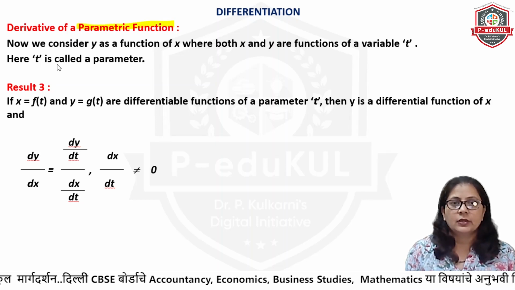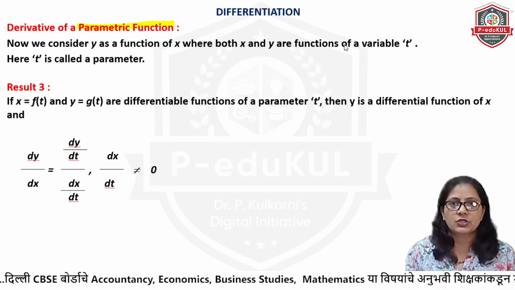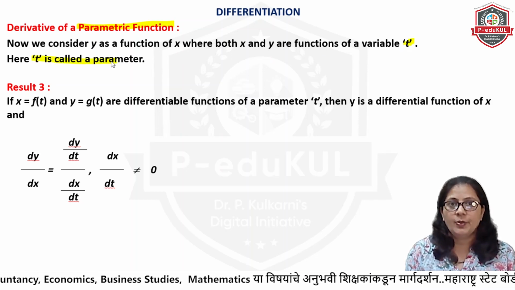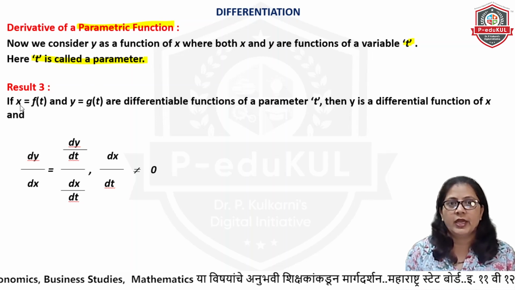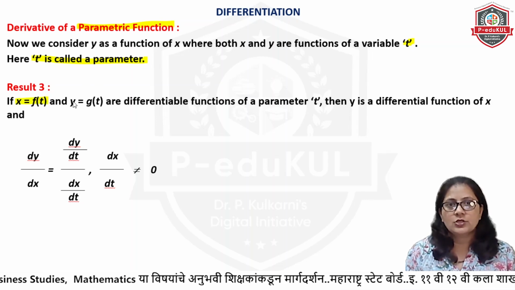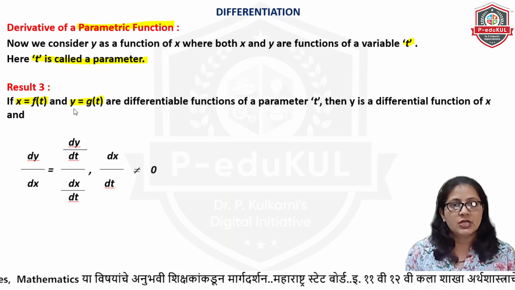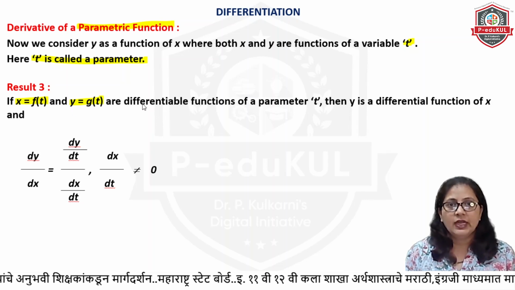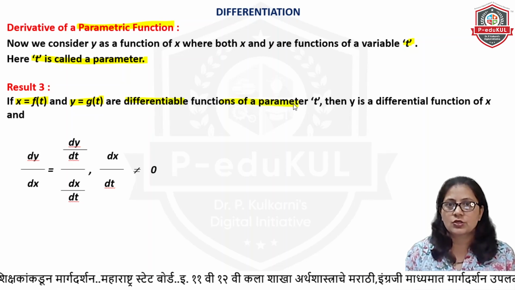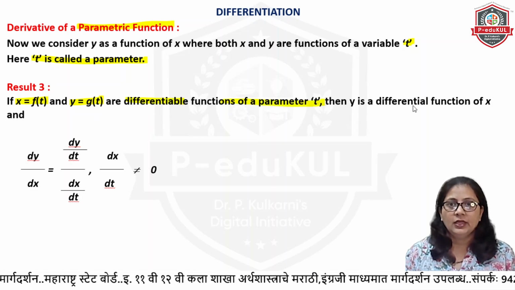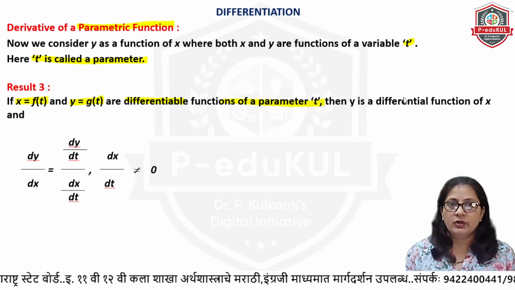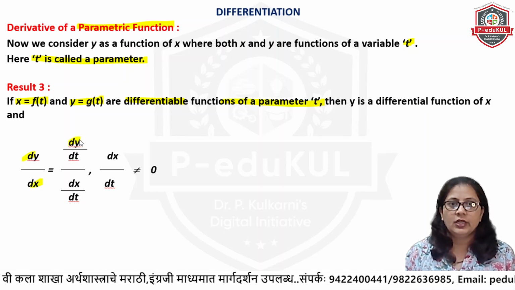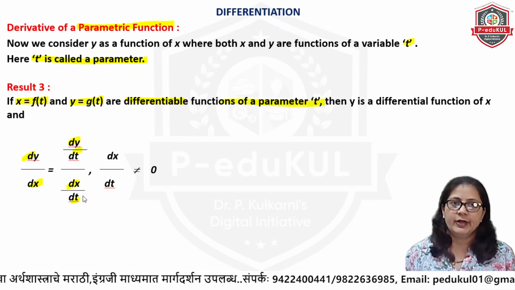So, what is that? The given functions will be given in the form of t, and then t is called the parameter. Means x is given in t, y is also given in t. So obviously you will differentiate both the functions with respect to t, and that's why they are called differentiable functions of parameter t. And then we are finding out the derivative with respect to x. So our dy by dx is equal to dy by dt upon dx by dt.